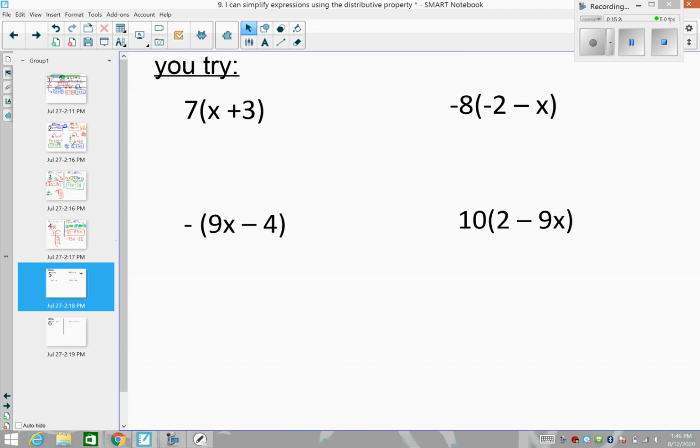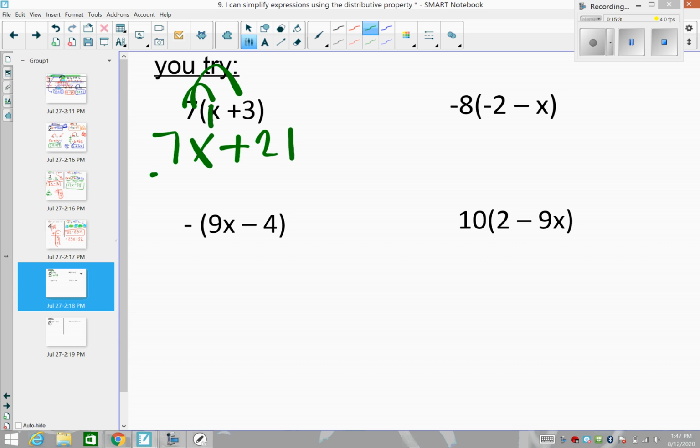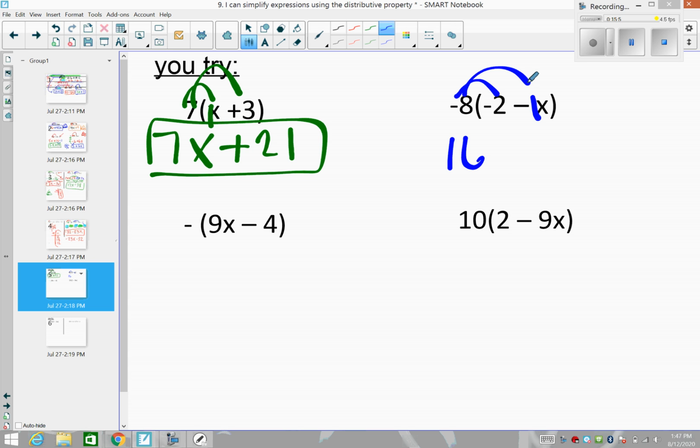Okay, so you should have had enough time to solve those. Let's see how you did. Grade your papers. Distribute. That's 7x plus 21. Unlike terms, done. 7x plus 21. Next problem. There's a 1 sitting here. Distribute. Positive 16. Distribute. Positive 8. Put the x back. Reminder that that's a minus 1 on the inside.